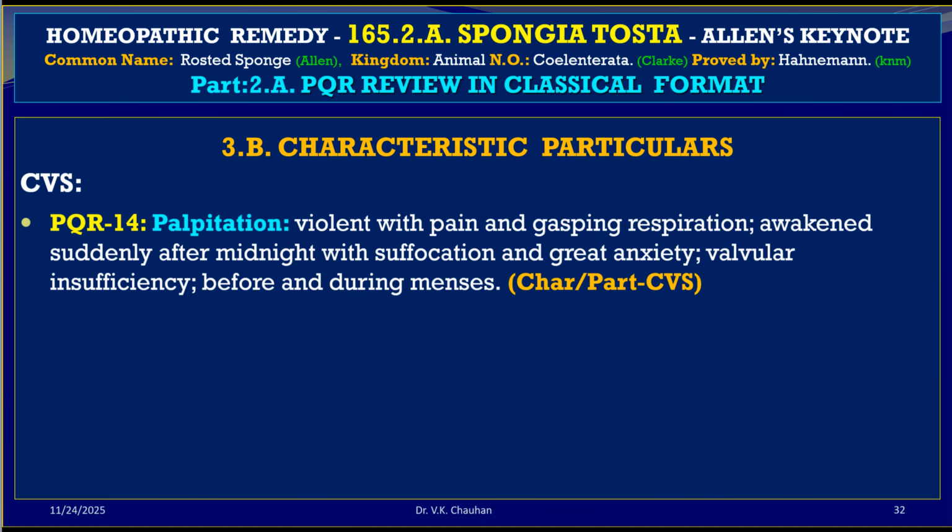Friends, we go to CVS and there is PQR 14: palpitation, violent with pain and gasping respiration, awakened suddenly after midnight with suffocation and great anxiety, valvular insufficiency before and during menses. Now, this is a very important, beautiful symptom which overlaps two systems. Number one, respiratory and cardiovascular, because they manifest symptoms through breathlessness, also anxiety. So, in combination, we find gasping respiration, and because of that, he suddenly gets up after midnight because of suffocation with great anxiety, but the cause is valvular insufficiency.